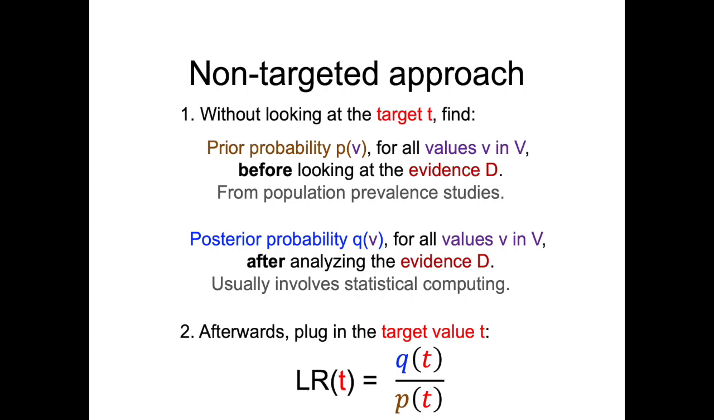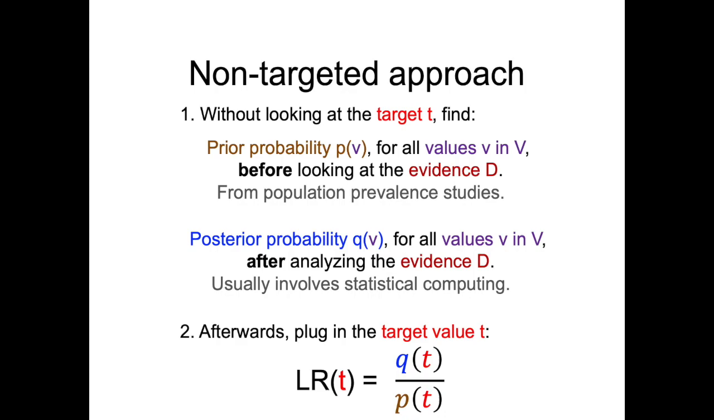We also need to calculate the posterior probability Q for all possible values based on the evidence data. So we have a computer examine the evidence data, and from that, it can produce these posterior probabilities after having seen evidence. These two probability functions, the prior and the posterior, are for all possible values. They're non-targeted. They don't involve the target. They've never seen the target.